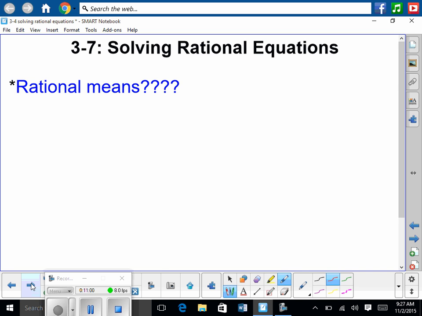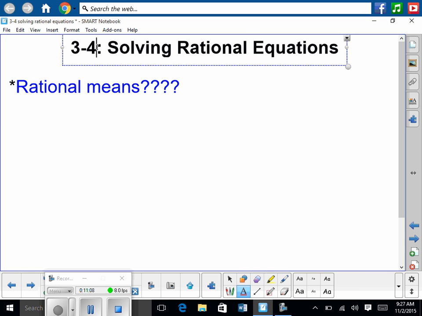Okay, so today, 3-7, not correct. What the heck was I doing there? This is 3-4, everybody. 3-4. Let's get started. Here we go. So today we're going to be solving rational equations.